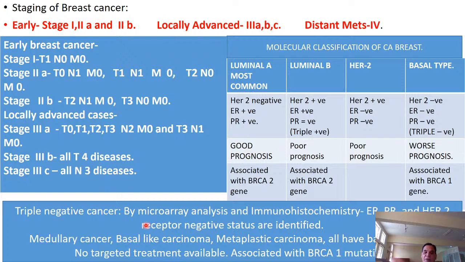Okay. And triple negative cancer means what? If they ask you a short note, that means tumor markers by microarray analysis and immunohistochemistry. Immunohistochemistry is for ER, PR and HER2 receptor negative status identified. And this medullary cancer, I told you, very bad. Metaplastic, all have got bad prognosis. Why very bad? Because there are no targeted treatments available. And they are associated with BRCA1 mutation. So remember only triple positive and triple negative.